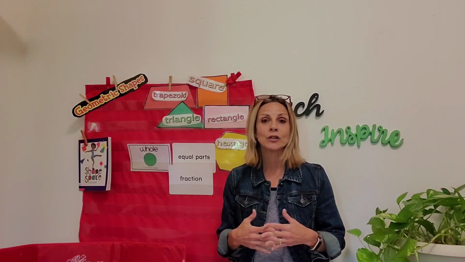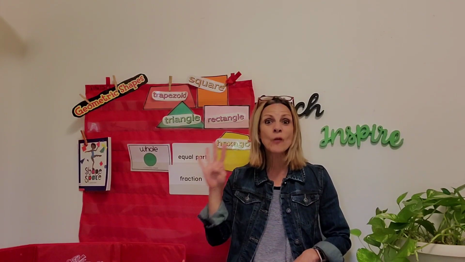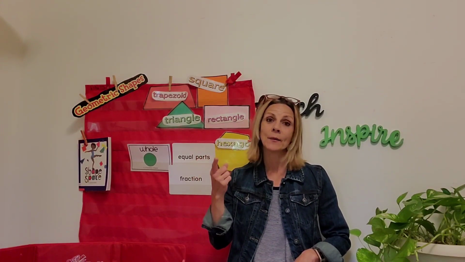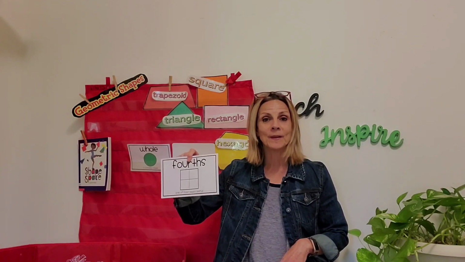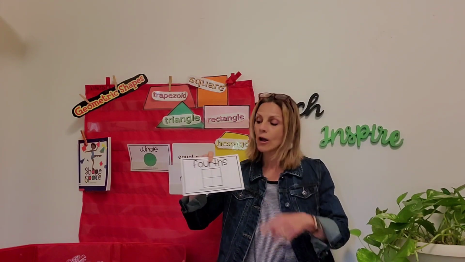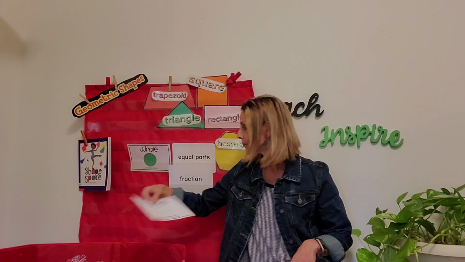So we have been working on partitioning our two-dimensional shapes in half. Today, we're going to be working on dividing our two-dimensional shapes into 4 equal parts. Now here's some words that we're going to be using to talk about those parts. When we divide our two-dimensional shapes in 4 equal parts, we're going to call that fourths.